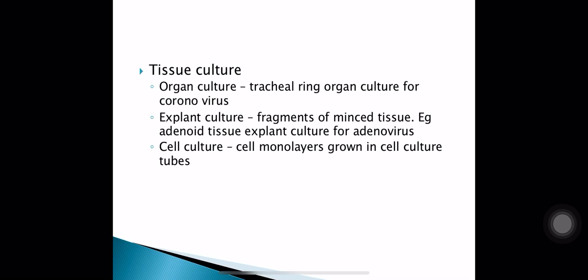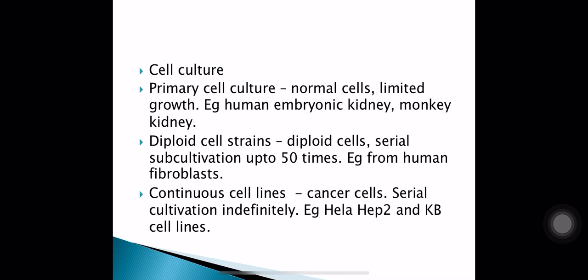Explant culture: fragments of minced tissue are used for growing a virus. Example, adenoid tissue explant culture used for adenoviruses. Then comes cell culture. In cell culture, cell monolayers are used for growing viruses. They are grown in cell culture tubes.